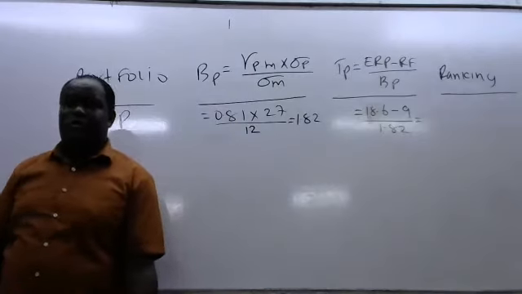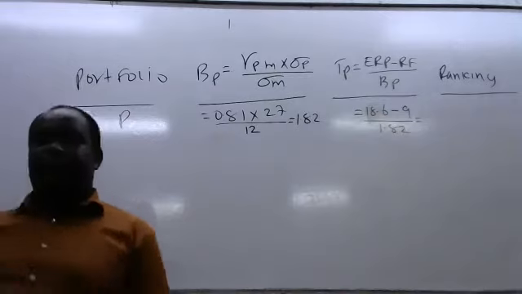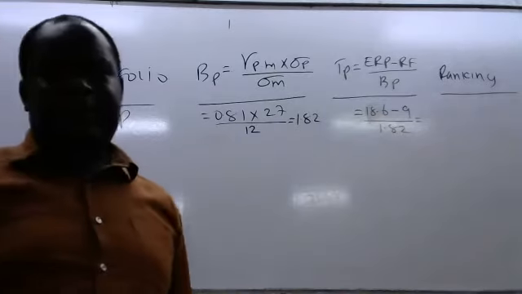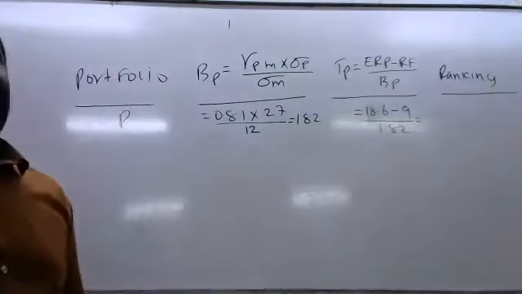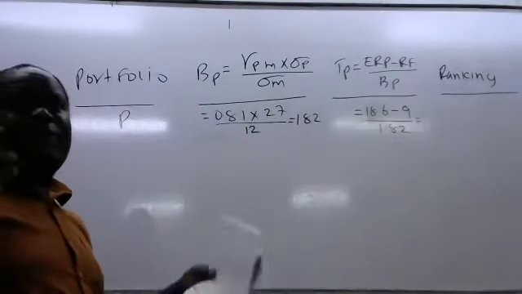You can also round it off to 2 decimal places in case it has several. 5.27. So that is now for portfolio P. The ranking will be done after you have computed for all of them.